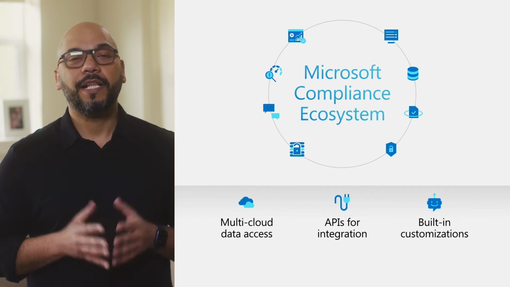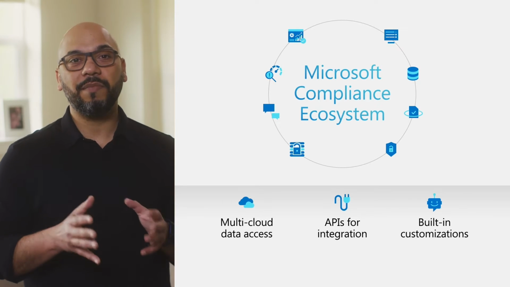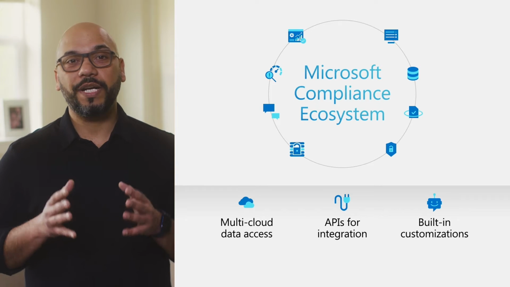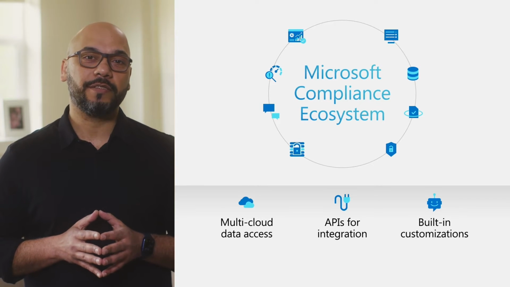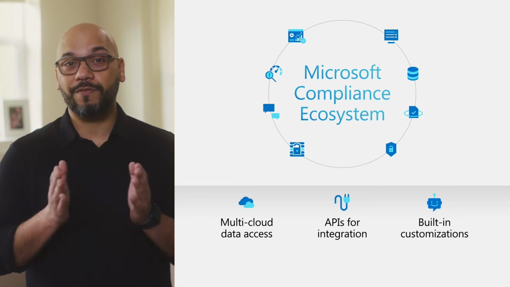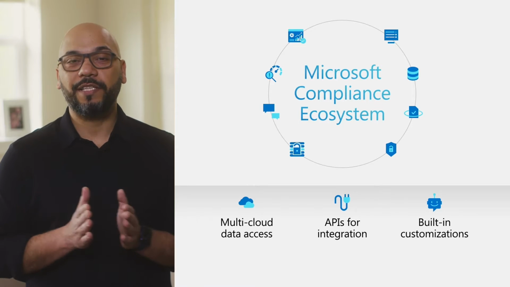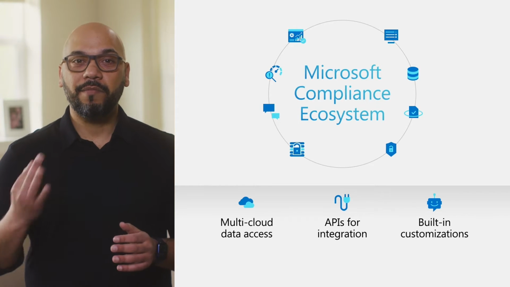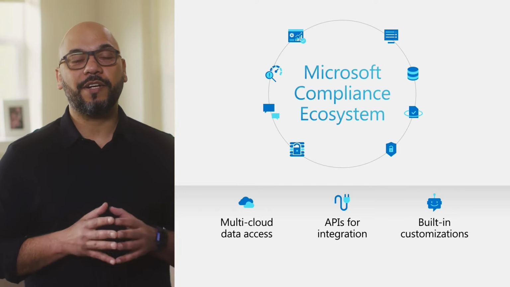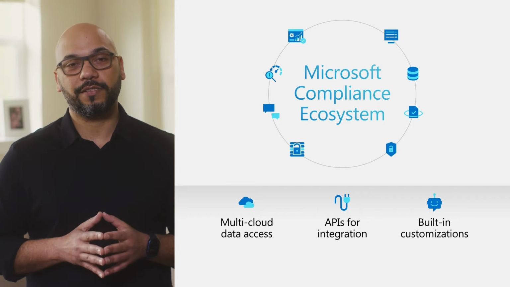Number two, APIs and SDKs for integration. To enable system-level integrations, as well as enabling compliance in the flow of work, we are doubling down on our investments in APIs. We have a number of Microsoft Graph APIs, and we also have, of course, Microsoft Information Protection MIP SDK. And this space is constantly growing. Number three, built-in customizations. To meet unique needs of our customers, we are also investing in enabling built-in customizations.